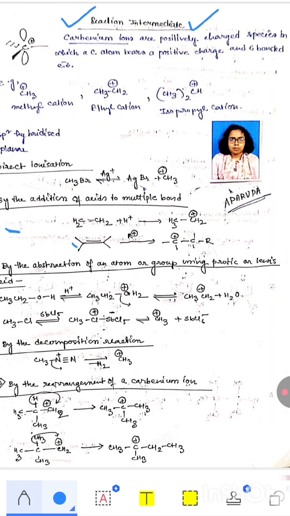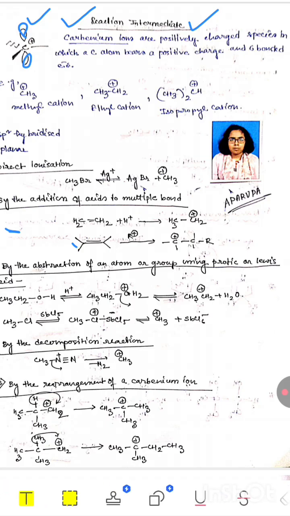So this is a positively charged species, you know this. There must be a carbon attached with three bonded groups, and one p orbital should still be vacant. This p orbital should be vacant. एक p orbital होता है जो vacant होता है. Okay, clear?